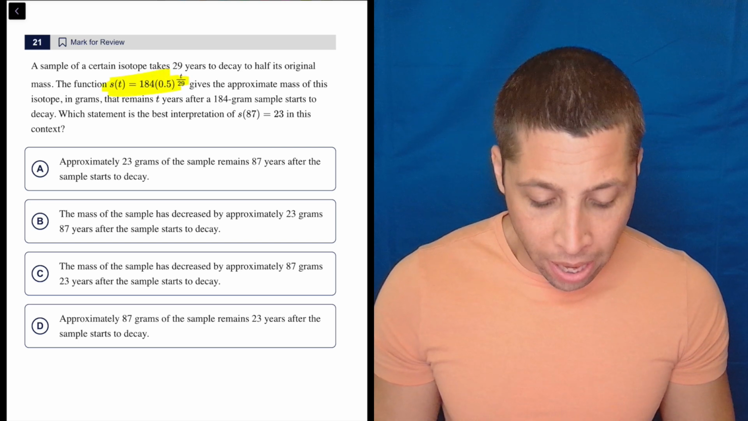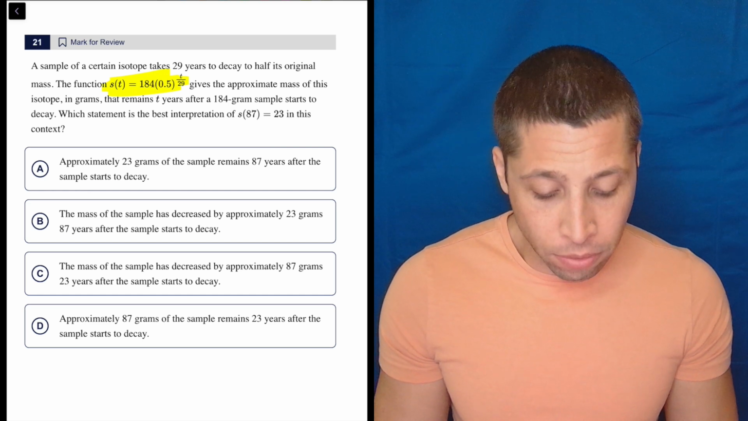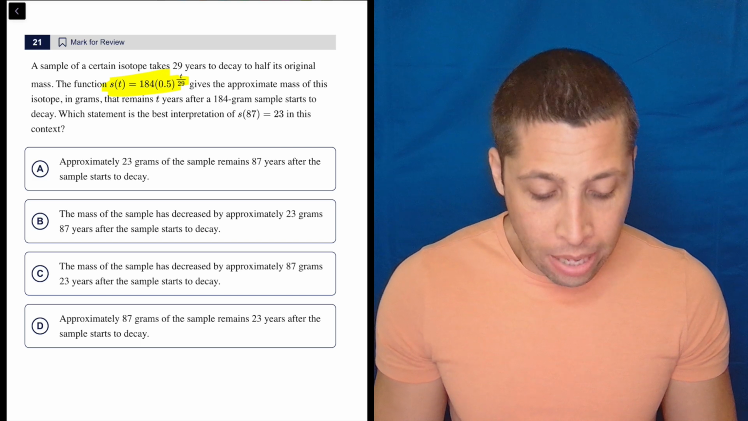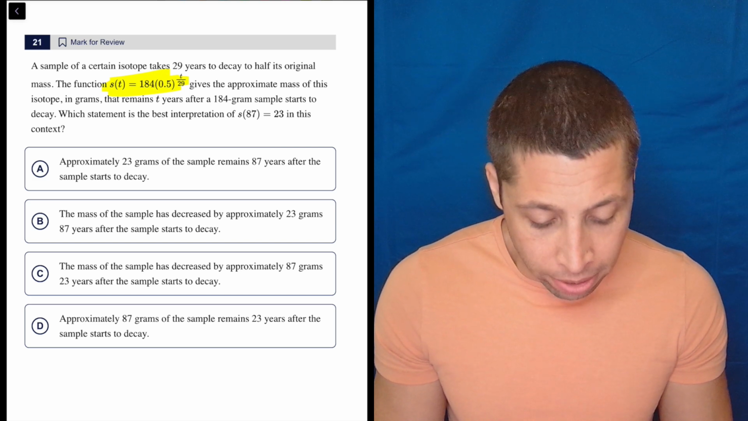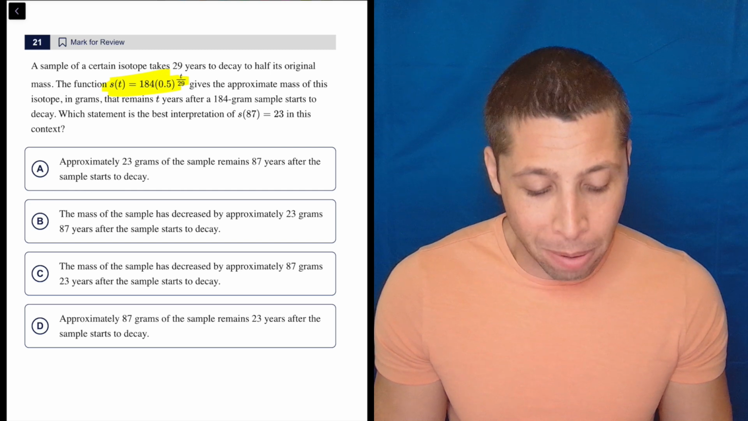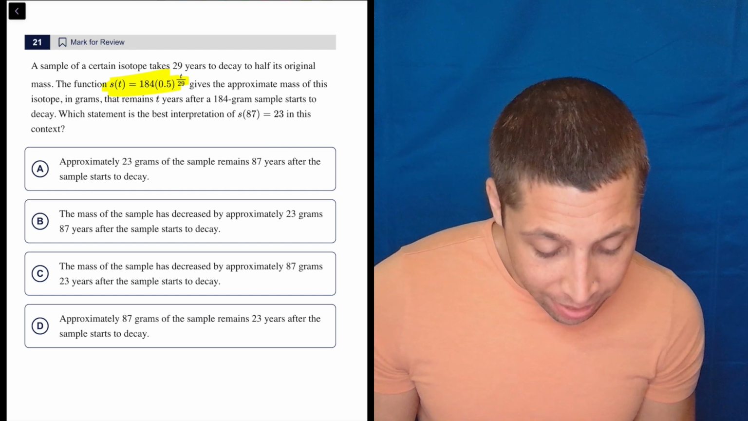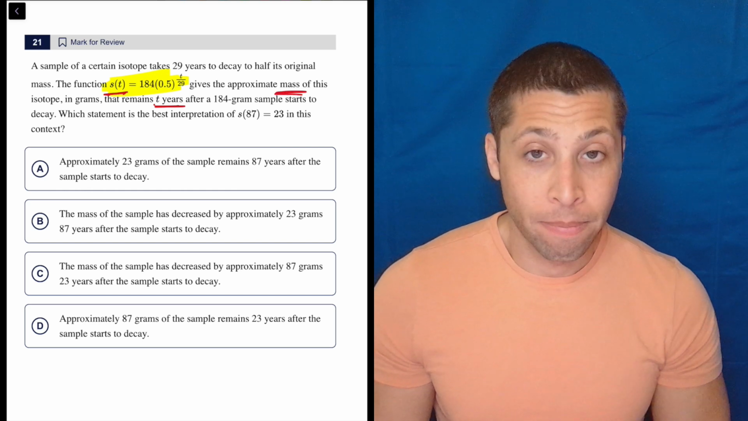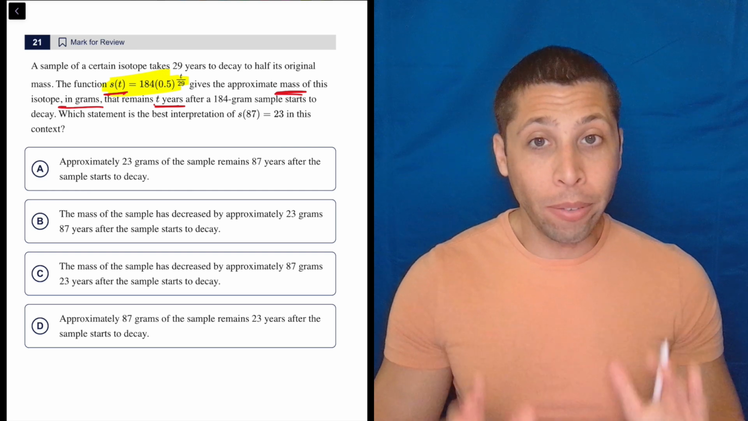A sample of a certain isotope takes 29 years to decay to half its original mass. The function s of t equals 184 times 0.5 to the t over 29 gives the approximate mass of this isotope in grams that remains t years after a 184 gram sample starts to decay. Okay, here's what they told us. T represents the number of years, S represents the mass, in grams. So the units are all I really need to pay attention to.